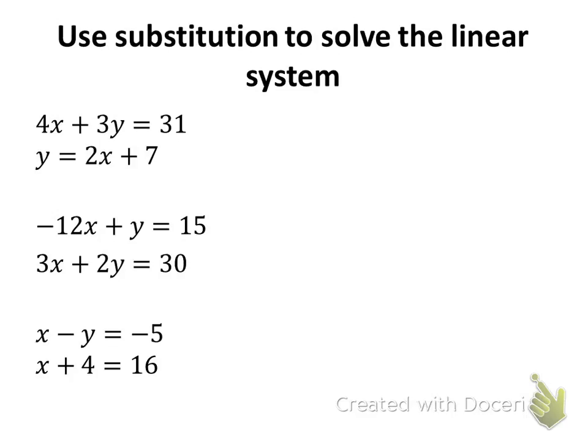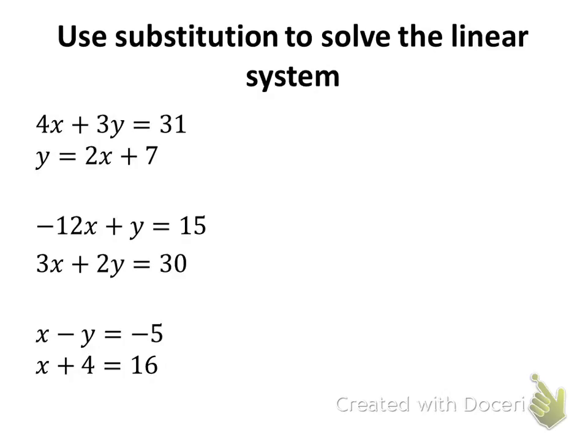So then the next 3 problems that you have say use substitution to solve the linear system. Well, substitution means I always have to get one variable alone. It does not matter which variable you get alone as long as you get an x or a y. A lot of people get confused and say, oh, well, because it's slope-intercept form, I have to get y by itself. That's not necessarily true. You can get x or y, whichever one's the easiest.